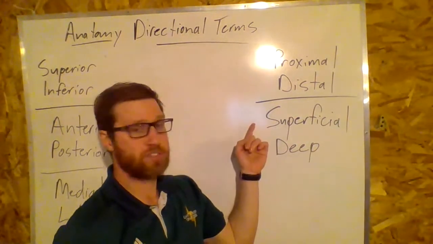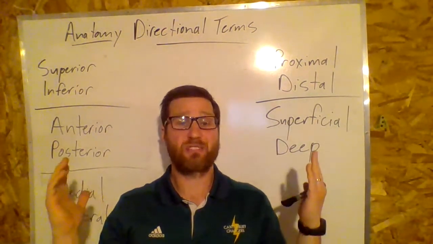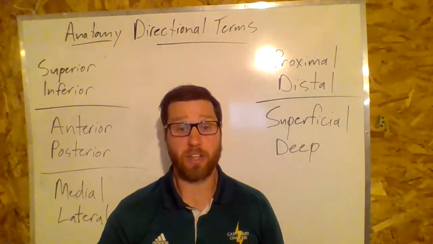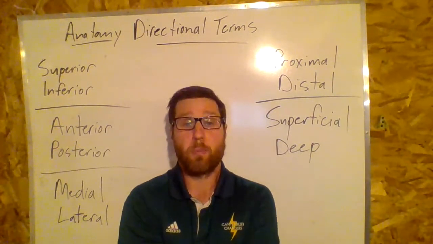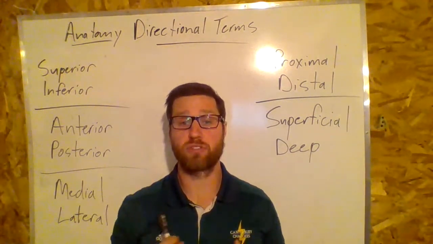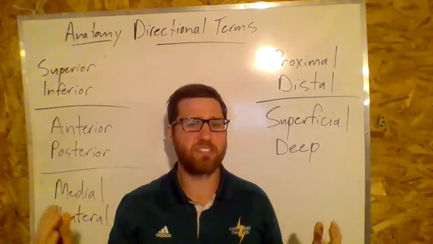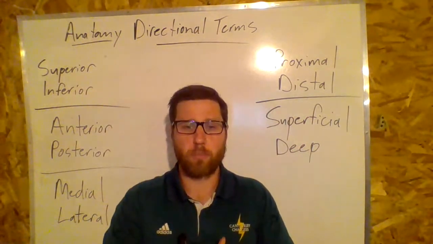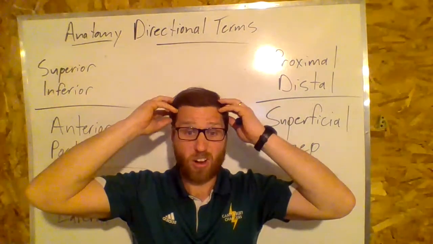Last two pairs of terms are superficial and deep. Anything that's superficial is like it sounds, on the outside, right? So it's like surrounding something. So, for example, muscle is superficial to bone. My rib cage is superficial to my heart. So anything that surrounds something. Deep is just the opposite. It's further in towards the core of your body. So my brain would be deep to my skull.